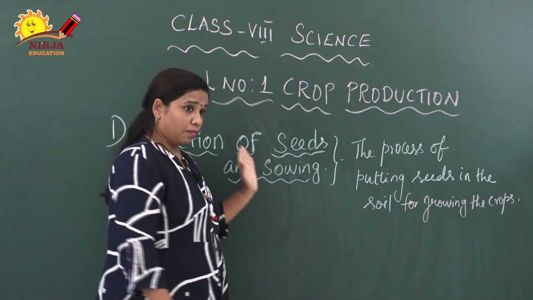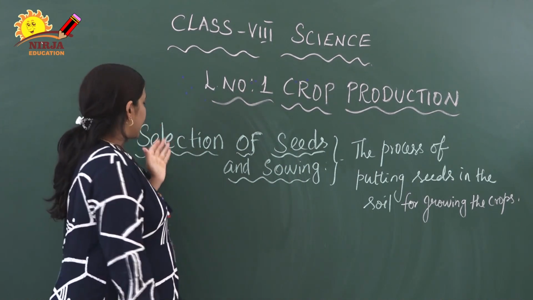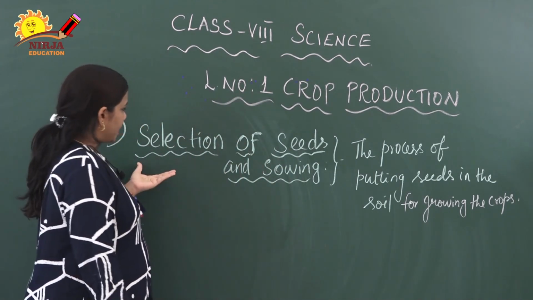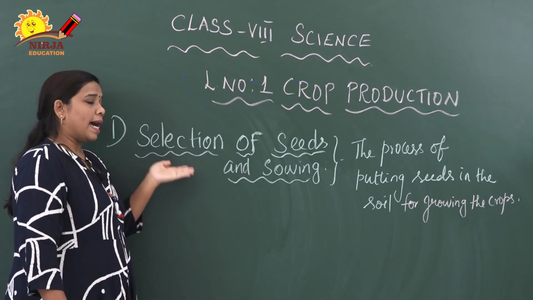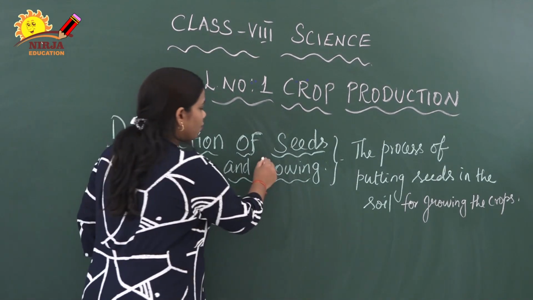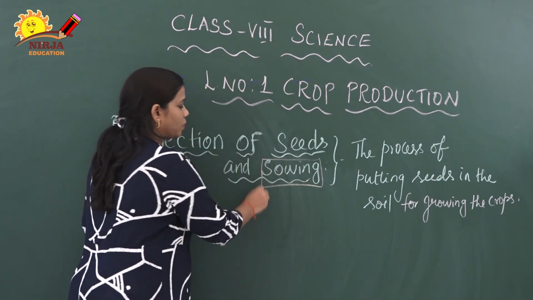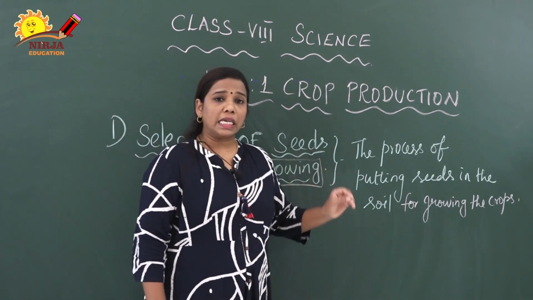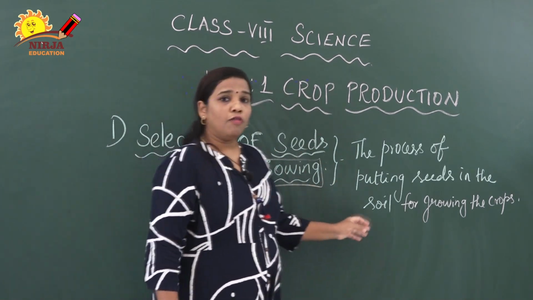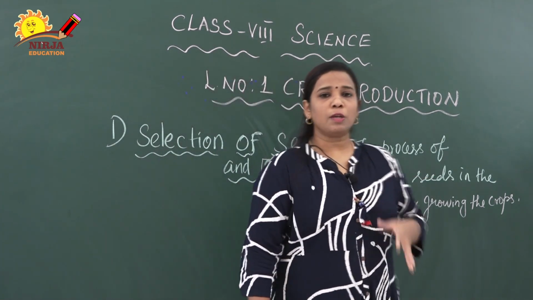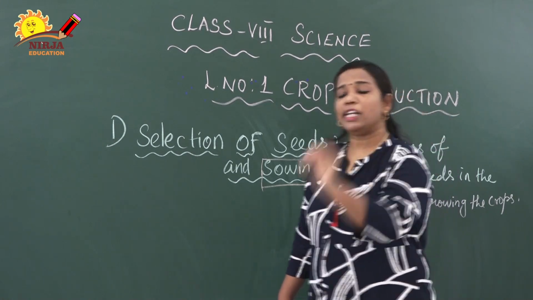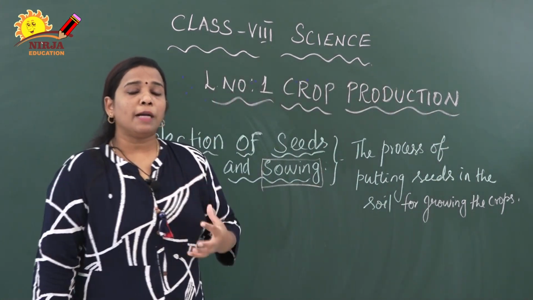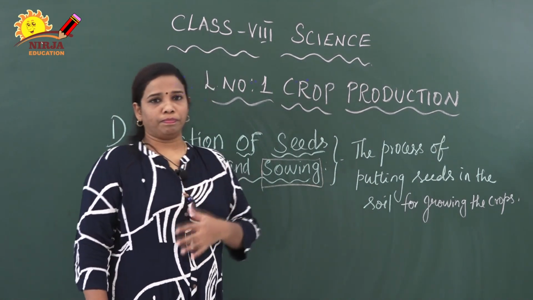Now, in this video, we are going to discuss the second step, selection of seeds and sowing. Again, I read: selection of seeds and sowing. What is the meaning of the word sowing? Sowing is the process of putting seeds in the soil for growing crops. That process is called sowing.